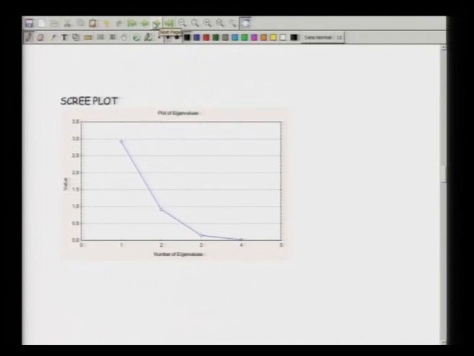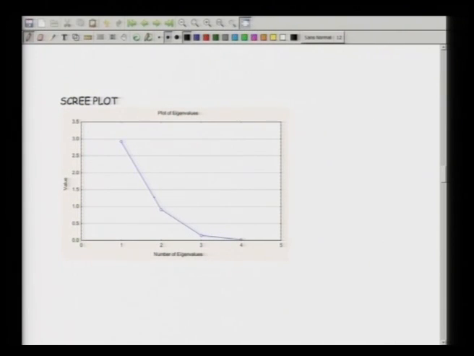And this is the Scree plot. It tells you the number of eigenvalues, that is, the first eigenvalue, what is its value? It is close to 3, 2.9 something. The second one is 0.91. So, this is the value. The third one has this value, and the fourth one is this.